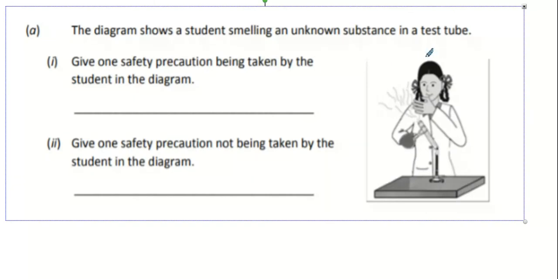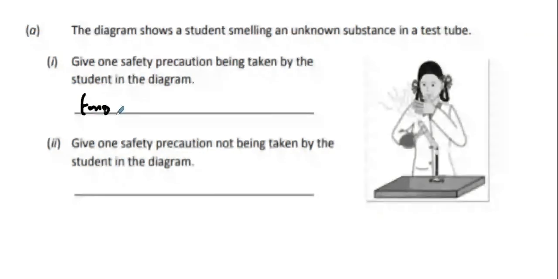The diagram shows a student smelling an unknown substance in a test tube. Name one safety precaution taken by the student in the diagram. Well, she's using the tongs, which are like the scissors holders. She's also wearing gloves, safety gloves. She has a white jacket or a science coat, or a lab jacket.